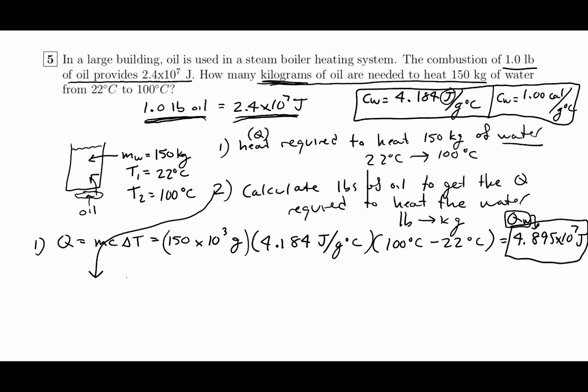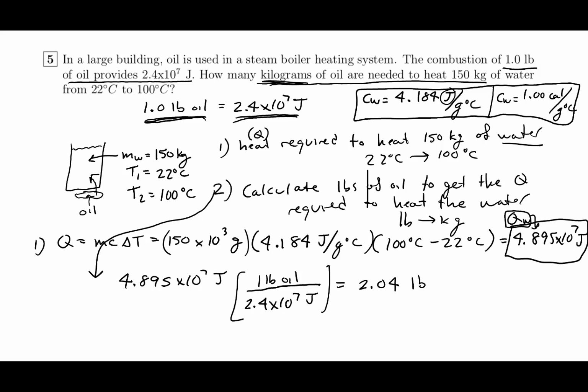So the Q of the water is 4.895 times 10 to the 7 joules. And then our conversion is going to be 1 pound of oil per 2.4 times 10 to the 7 joules. And this works out to 2.04 pounds. And then if we convert from pounds to kilograms, this is 0.93 kilogram.